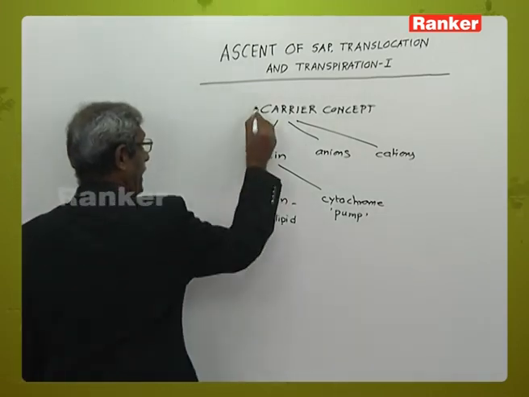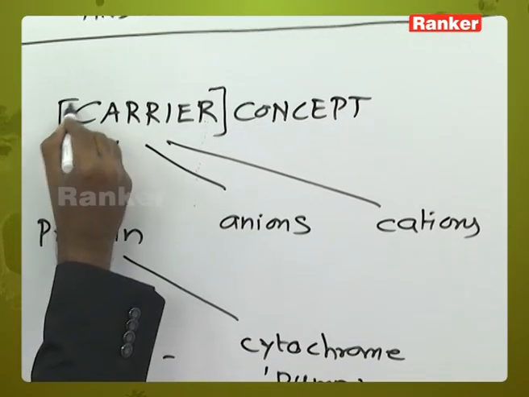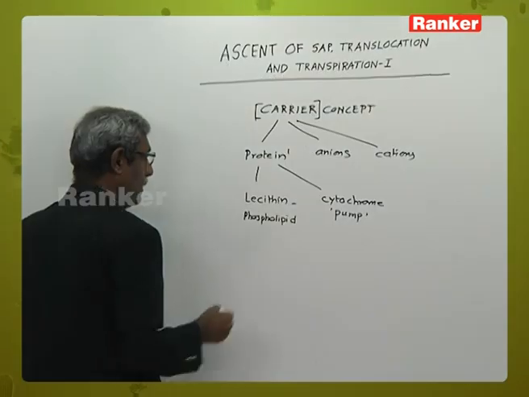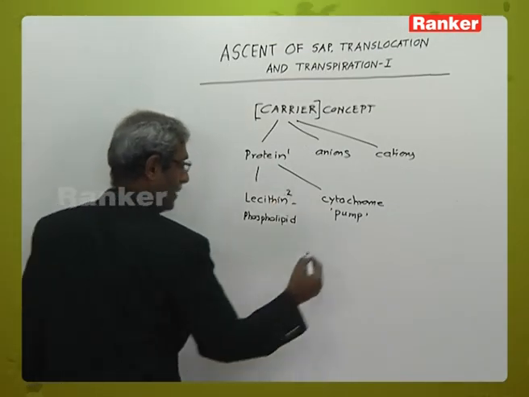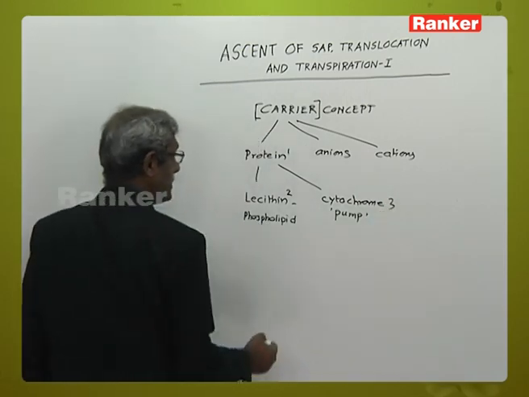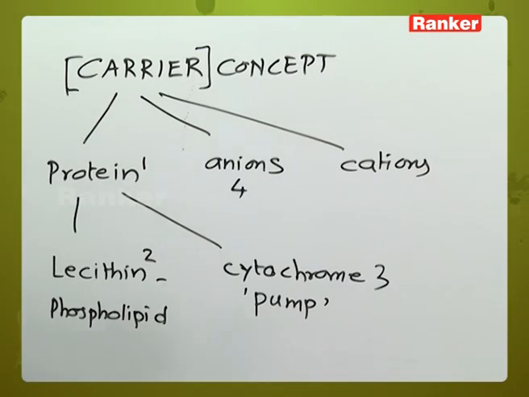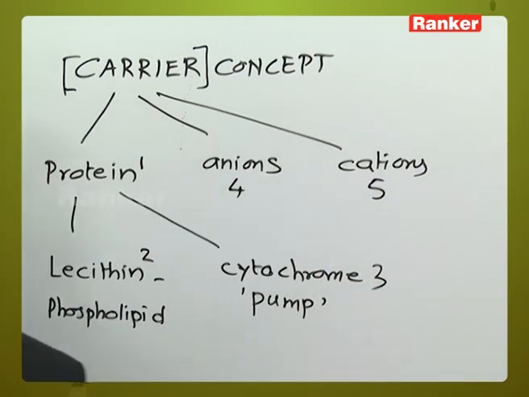So, when you take a carrier, in principle they are proteins. Common examples are lecithin or phospholipids. They can also go on to form cytochrome pumps. There is a separate carrier for anions and a separate carrier for cations.